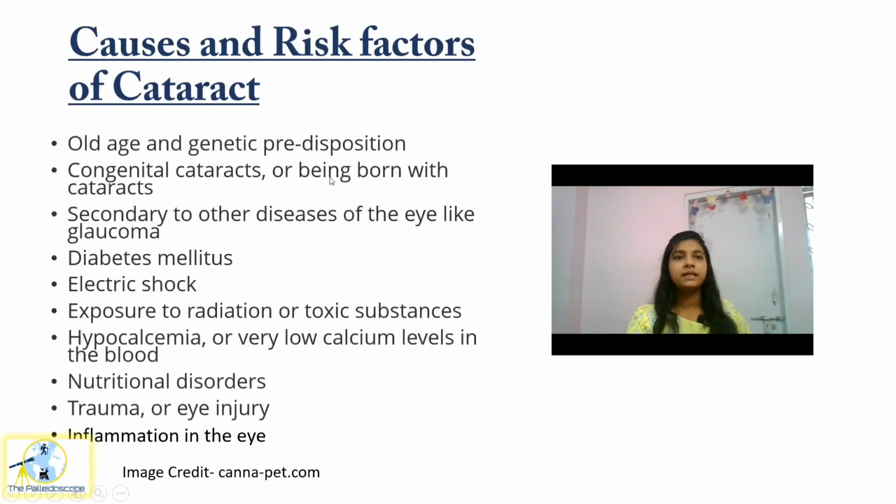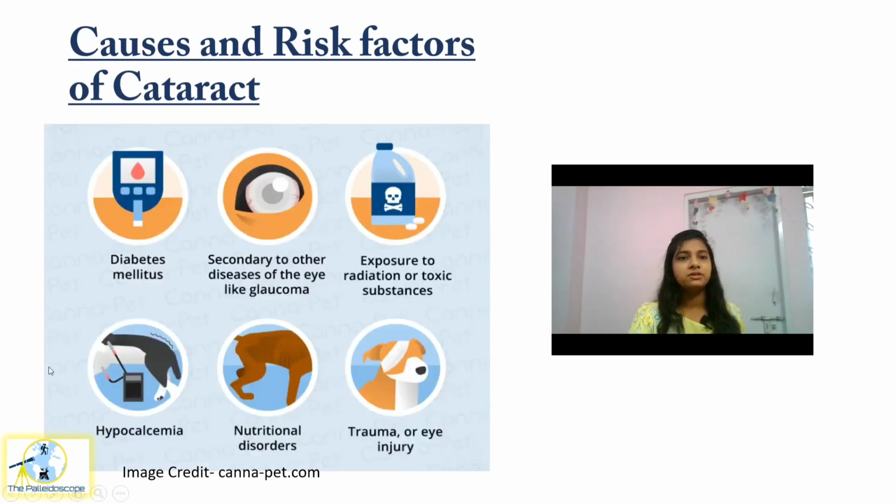Okay. Next, causes and risk factors of cataract. Obviously, old age, as in humans also, it is mostly happening in old age. So, old age, genetic predisposition is there. Congenital cataracts, or being born with cataracts, this is also seen. Secondary to some other diseases like glaucoma, then diabetes mellitus, electric shock, exposure to radiation or toxic substances may be there. Nutritional disorders, hypocalcemia may also cause, when there are very low calcium levels in the blood, then trauma or eye injury, inflammation, all these can cause cataract. Okay, so this is a diagrammatic representation that I've got from canapet.com.